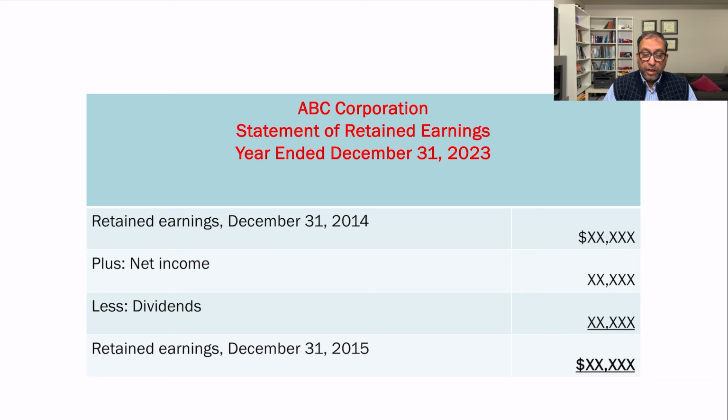Then we report ending retained earnings. Again, this is the standard format of a statement of retained earnings. On top, the corporation name, the second line is the statement name, statement of retained earnings. The retained earnings is for the whole period, and that's why we say year ended December 31st, 2023. We start with the opening balance, then add or subtract based on whether we have an income or a loss. Here we are assuming it is a net income, so we add, and then we subtract the dividends. The resulting retained earnings balance is what we carry from here to the balance sheet.